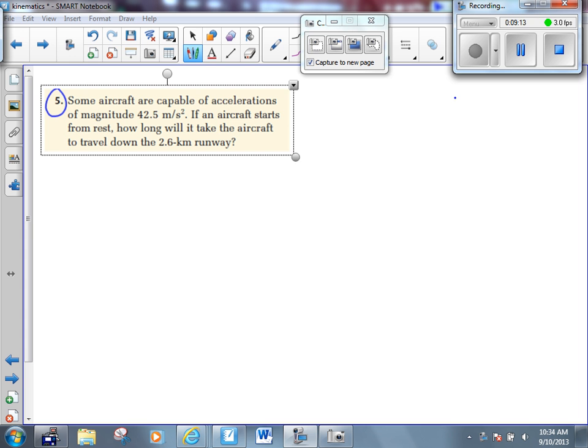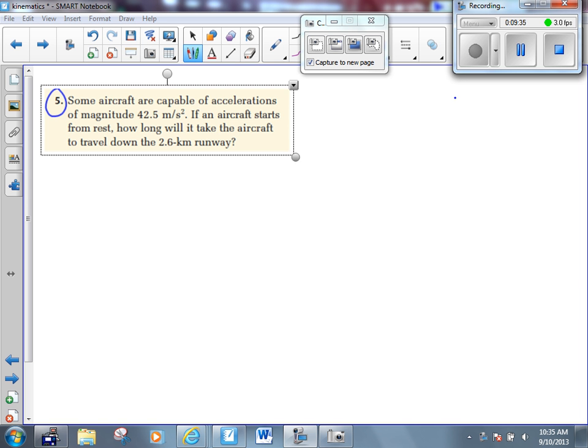All right, number 5 says some aircraft are capable of accelerations of magnitude 42.5 meters per second squared. If the aircraft starts from rest, how long will it take the aircraft to travel down a 2.6 kilometer runway if it's accelerating at 42.5 meters per second squared? That's a pretty big rate of acceleration.